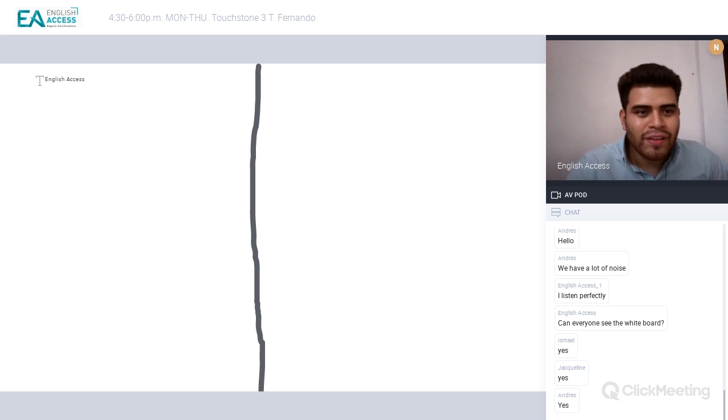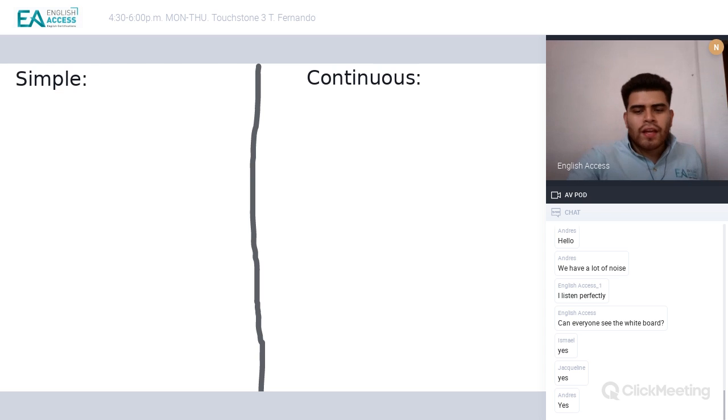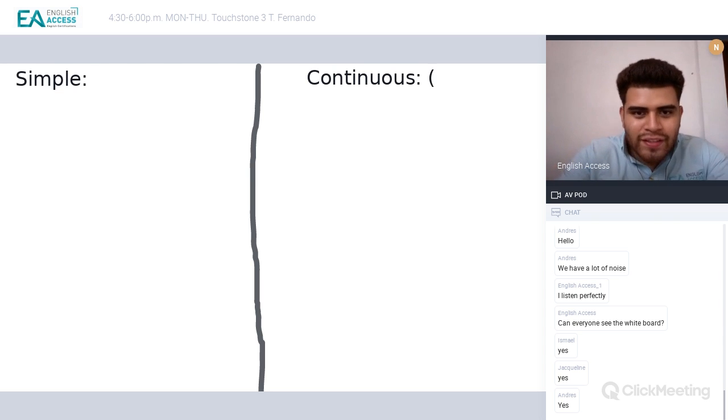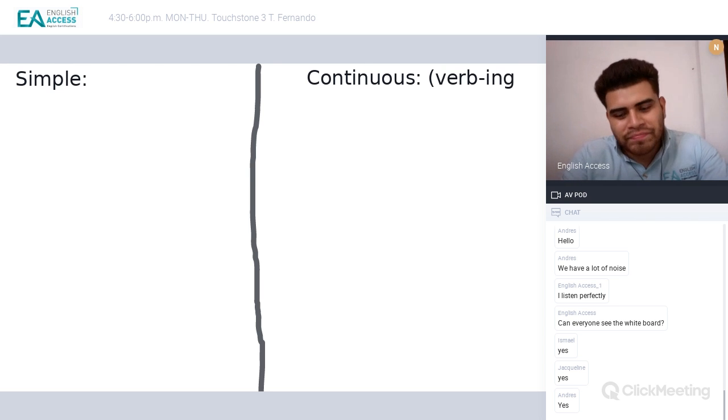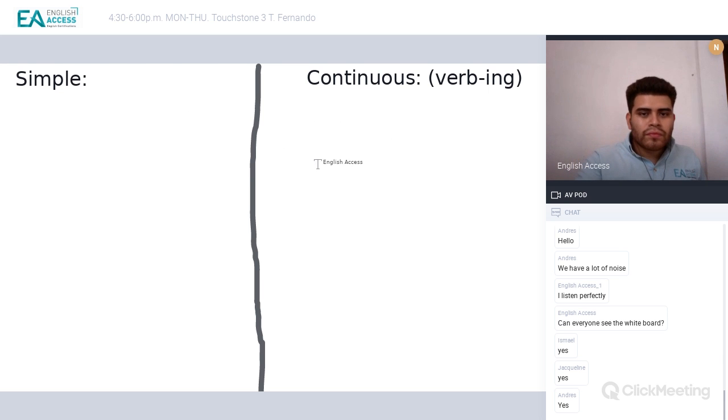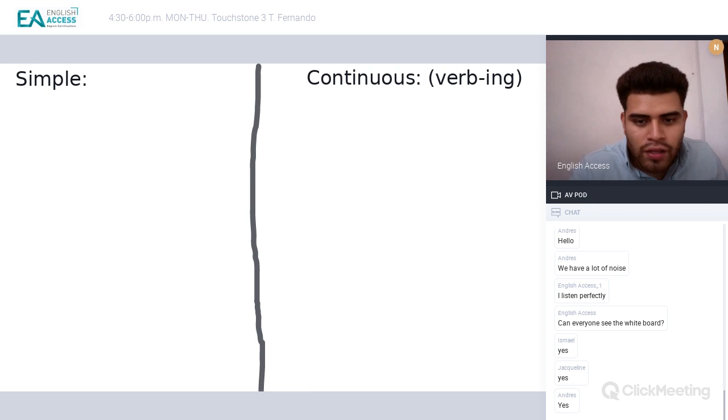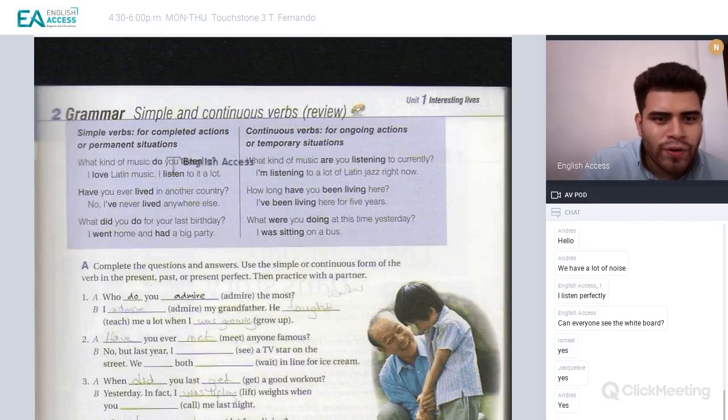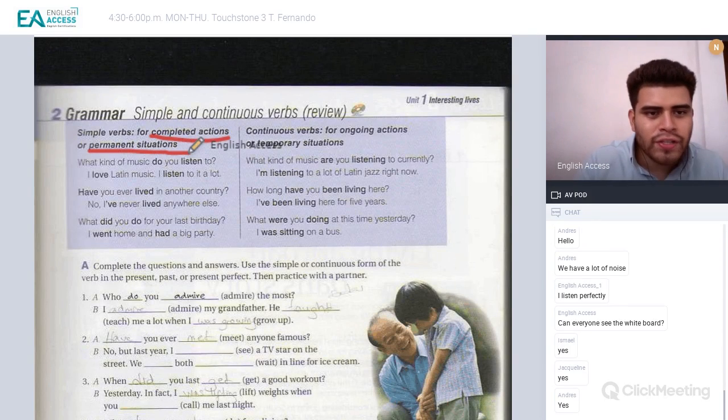So check this out. We have simple and we have the continuous. Now, the main difference is the continuous is verb -ing. Simple, no? Now, the simple is usually used for completed actions or permanent situations. Remember that, completed actions or permanent situations.